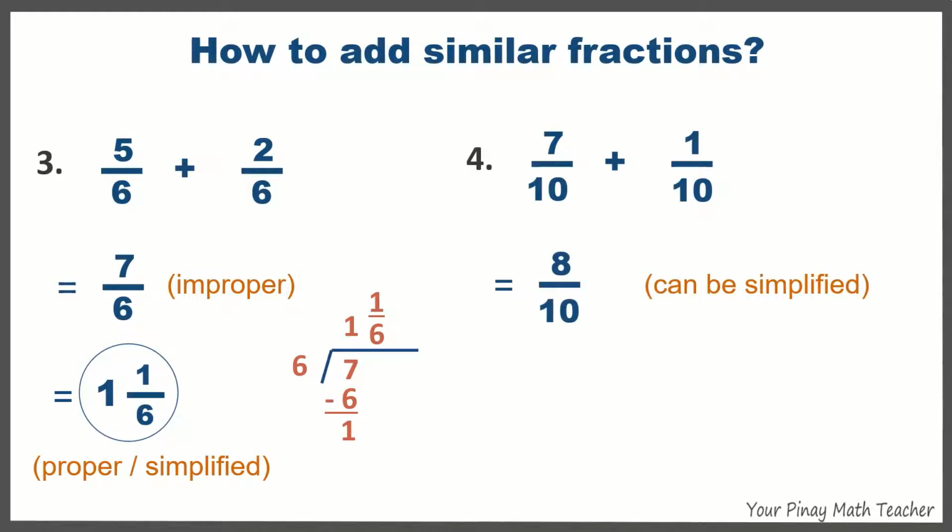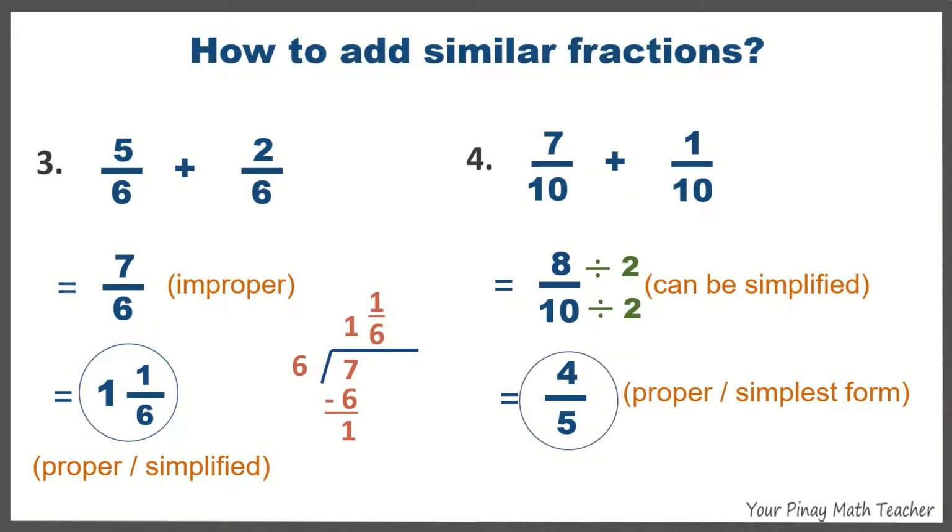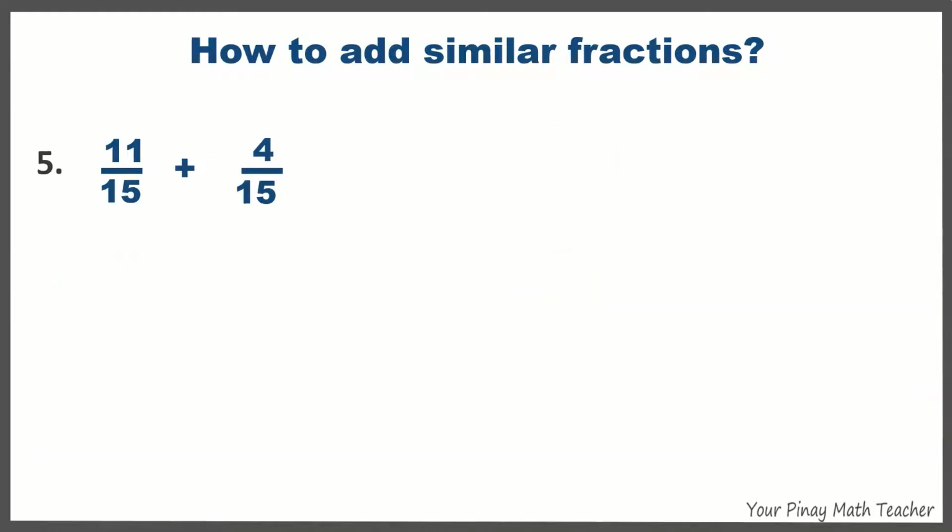Since this is still to be simplified, we have to divide both by the same number, which is 2. The final answer is 4/5, since 4/5 also is a proper fraction and it is in its simplest form. Number 5. 11 fifteenths plus 4 fifteenths is equal to 15 fifteenths, which can be simplified to 1. And this is the final answer.